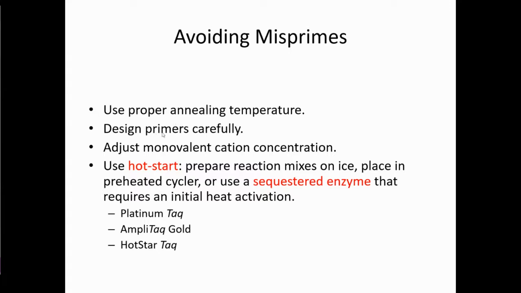So that's the primer. Design primer carefully, and then adjust the monovalent cation concentration. Use the hot start. Prepare reaction mix on ice. That's the standard procedure. You always prepare the PCR mix on ice, all right, before you start a reaction. And always add the enzyme as the last step, right before you put the reaction into the thermocycler. Okay, that's how you avoid the misprime.